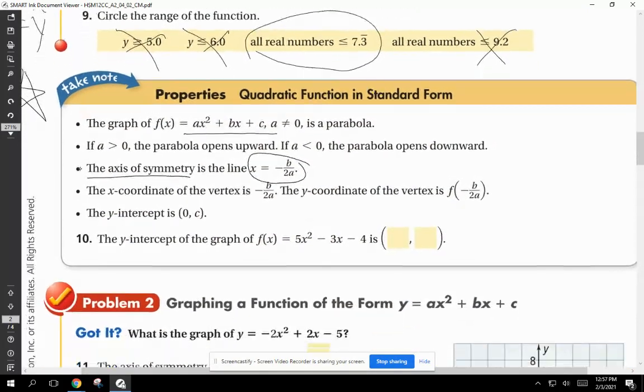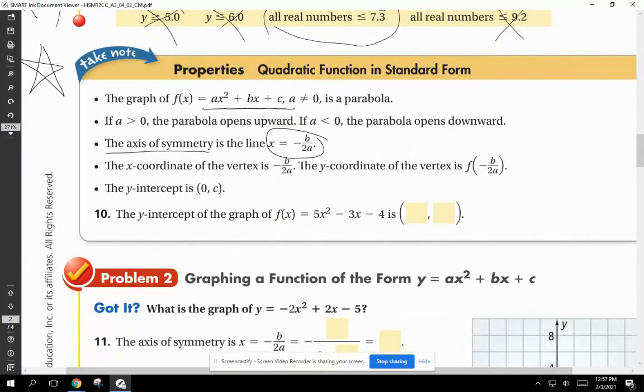Here's that thing I told you was very important. Put a star next to this. Take note, the properties of a quadratic function in standard form. Here is your standard form when a is not equal to 0. If a is greater than 0, the parabola opens up like this. So it's positive. If it's less than 0, it opens down. So it's negative.